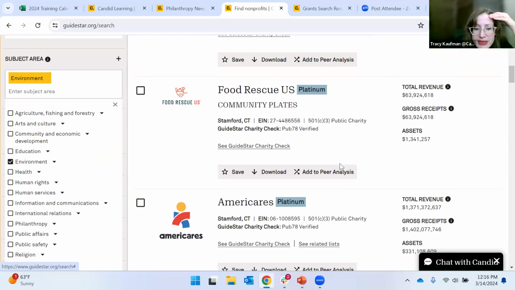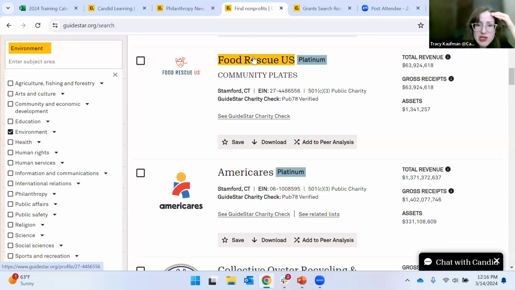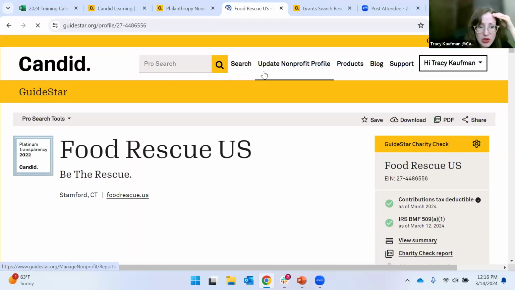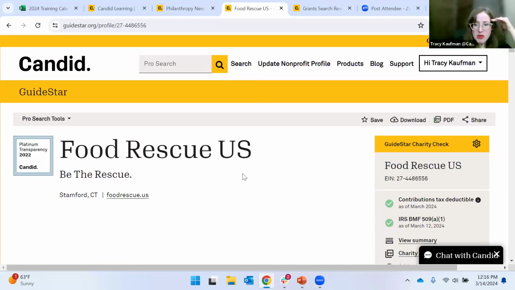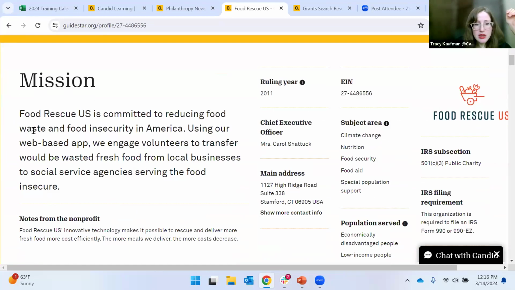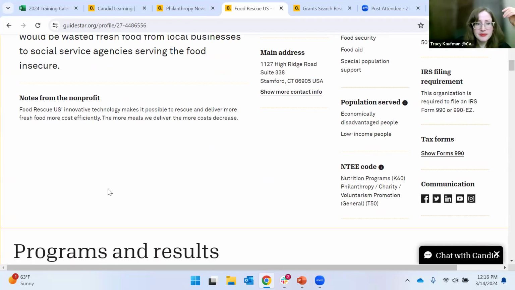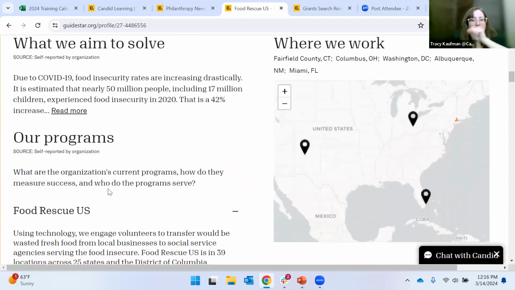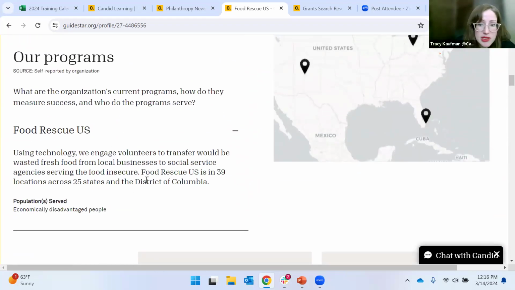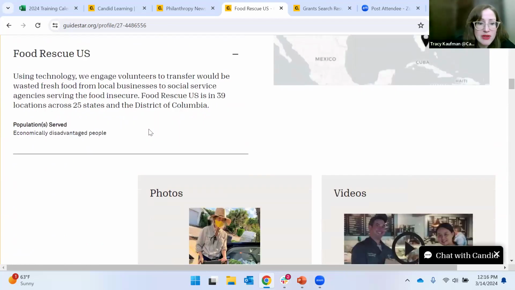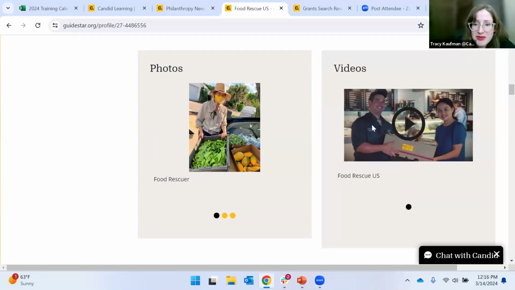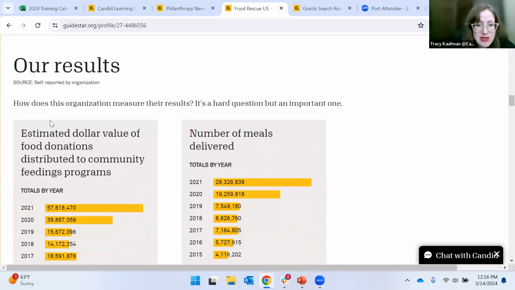Okay, let's try one of these. Let's try Food Rescue US. What does that look like? So they have their tagline, be the rescue. They have their mission statement, they have contact information. They list what is the population that they serve. They have information about their programs, what is the problem that they aim to solve versus the programs that are working on solving that problem, where do they operate geographically. They included photos and a video, it's always nice.